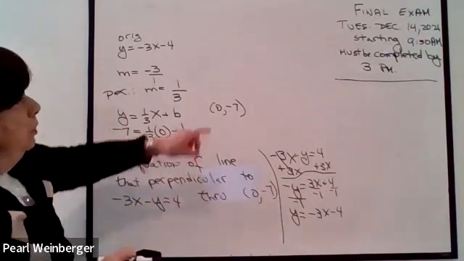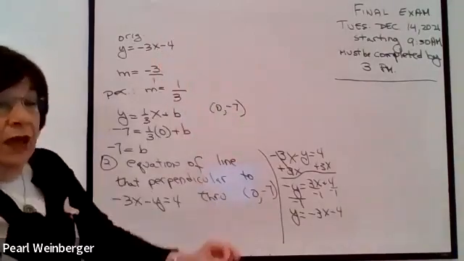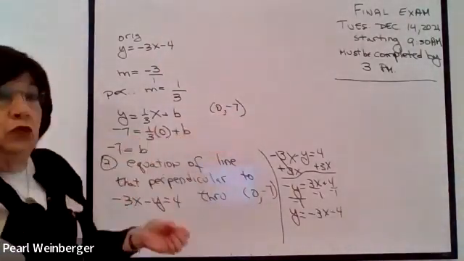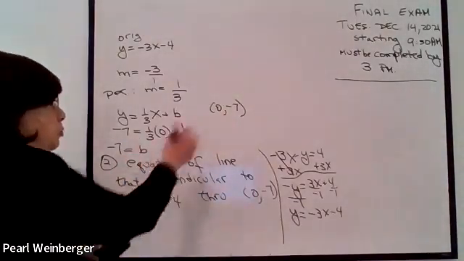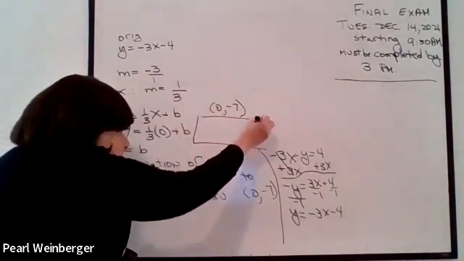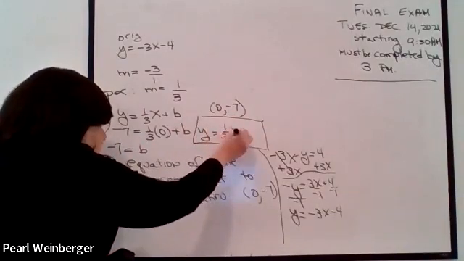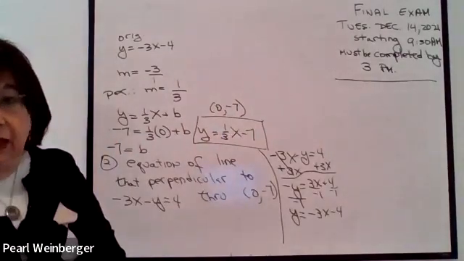You might have noticed right away that (0, -7) is on the y-axis. In other words, (0, -7) is the y-intercept, and that's what b stands for. So my final answer comes out to be y equals 1/3 x minus 7. That would be the answer.